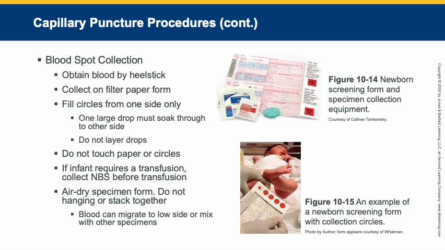Circles must be filled from one side of the paper only and by one large drop that spreads throughout the circle. Application of multiple drops or filling circles from both sides of the paper causes layering of blood and possible misinterpretation of results because the spot will contain more blood than normal.